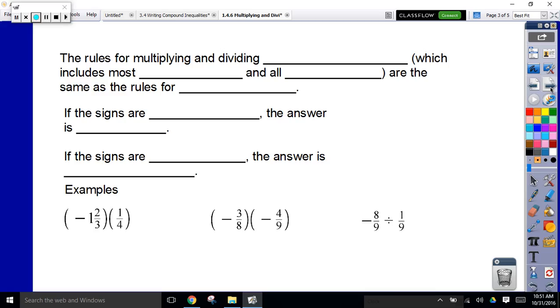Okay, so the rules for multiplying and dividing rational numbers. Just a reminder of what a rational number is, which includes most decimals and all fractions. All fractions are rational numbers because that's the definition of a rational number. A rational number can be written as the quotient of two integers, which means it can be written as a fraction. They're the same as the rules for integers.